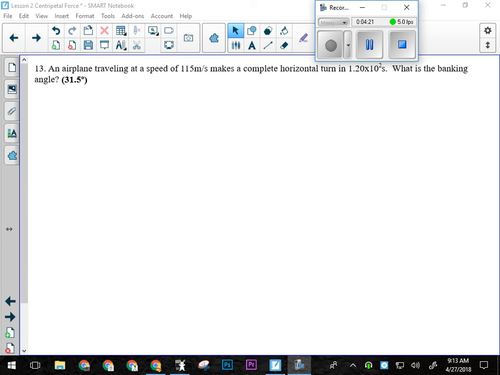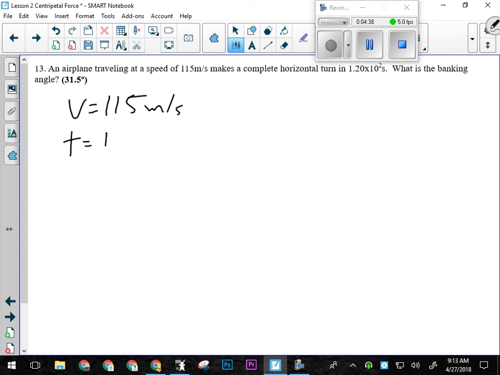Okay, so this is a bank curve question. We have an airplane traveling at a speed of 115 meters per second, so we know v, and it makes a complete horizontal turn, so one circle, in 2 minutes, so 120 seconds. Sorry, that's big T. So what's the banking angle? We're looking for theta.